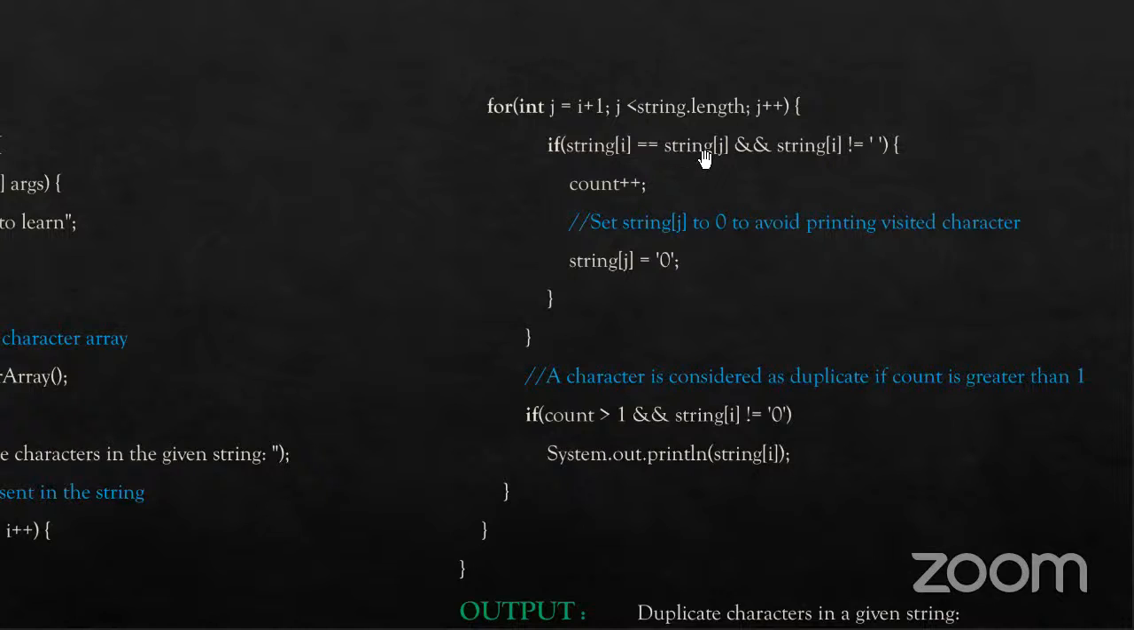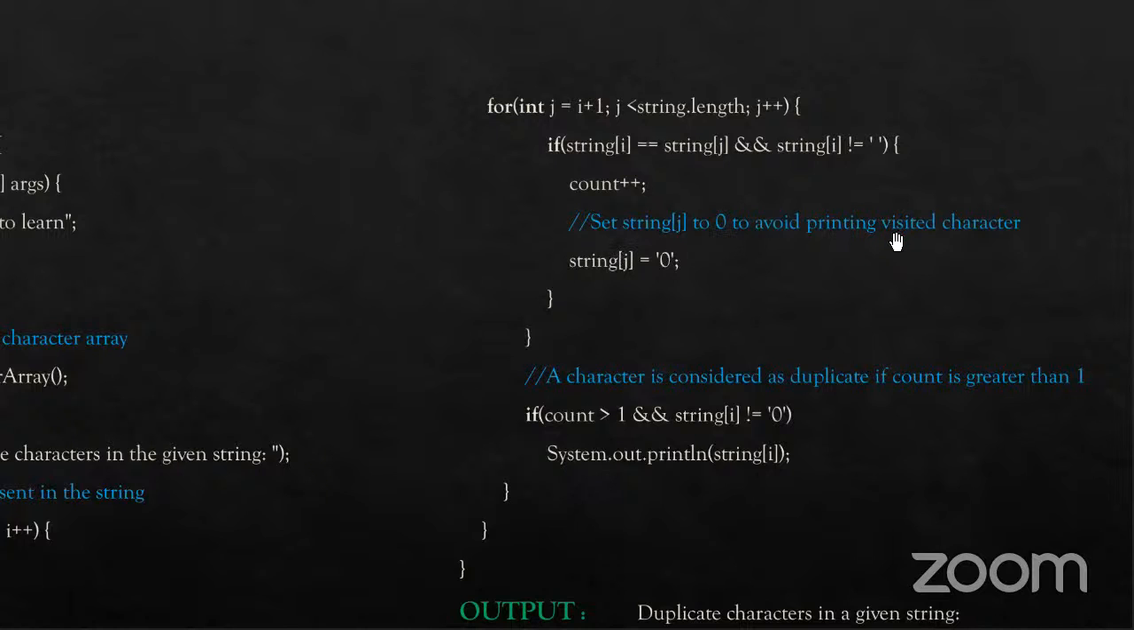If these two are equal, the characters at i and j in the arrays, then we increment the count. Equal means that character is duplicating, right? So we just increment the count.